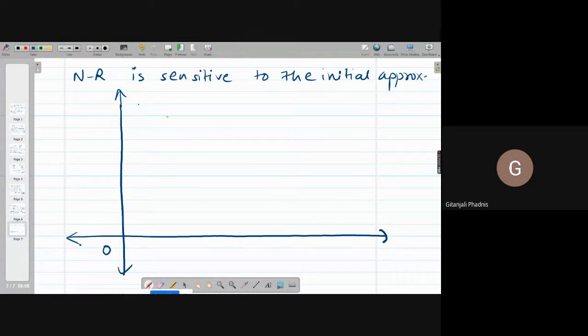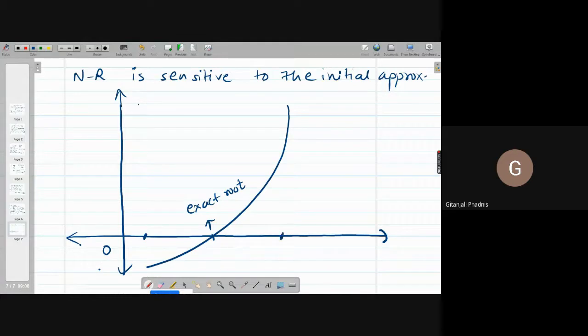Now, if I am having a curve of the function like this, so this is the exact root, right? This is the exact root. I want to reach here. Now, if I take initial approximation somewhere here, then I may not get my answer. Why? I will show you.